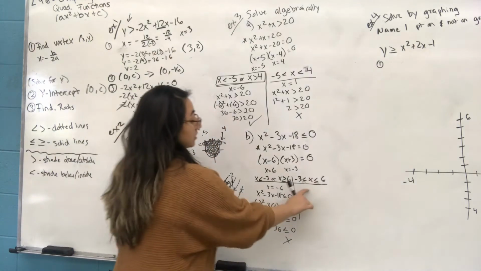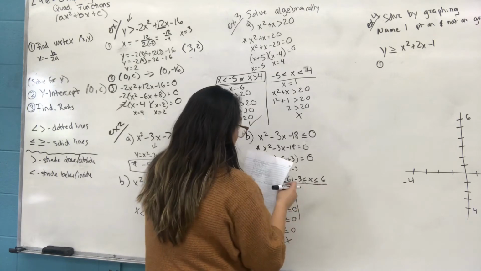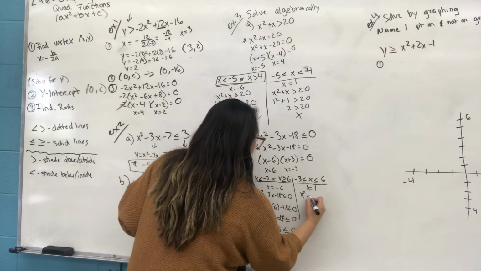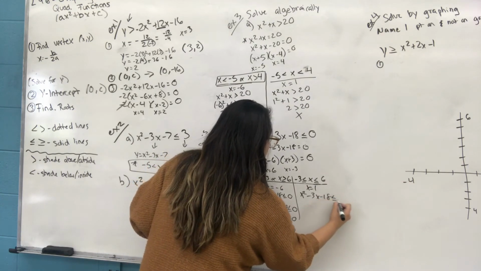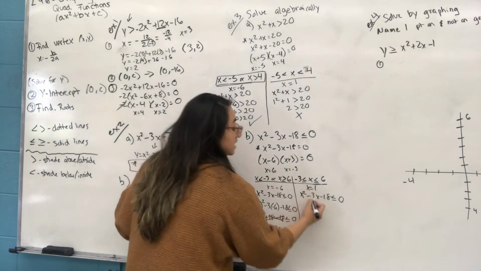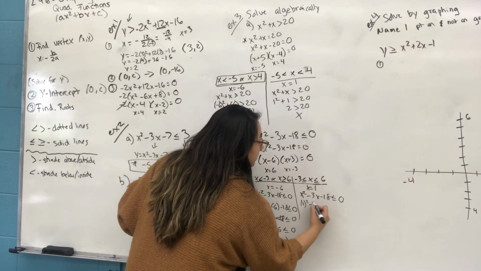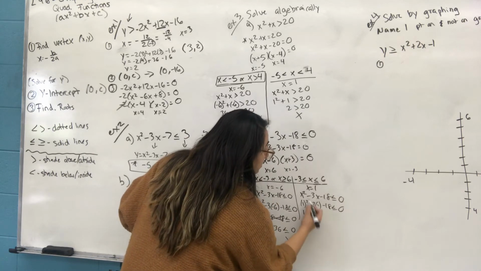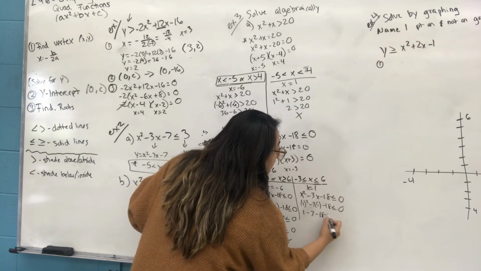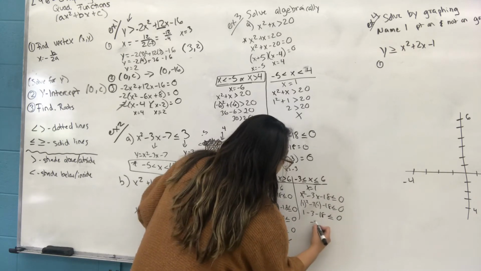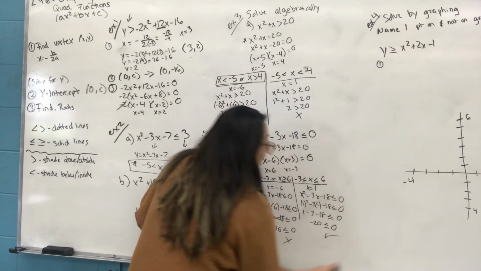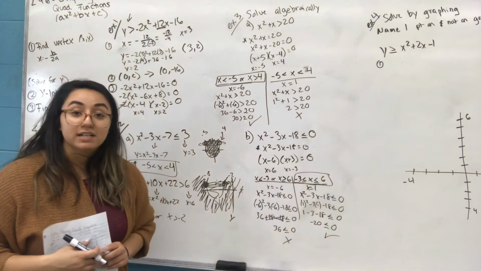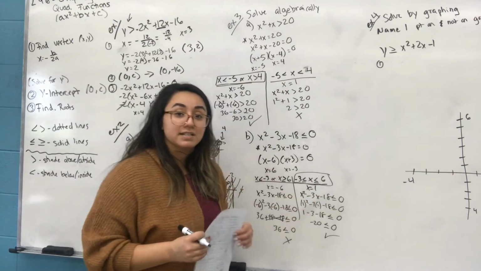So let's look at this one. A number between negative 3 and 6, I chose the easiest one, 1. So we use the same equation, x squared minus 3x minus 18 is less than or equal to 0. I chose my test value being 1. I plug it in and solve for it. 1 squared minus 3 minus 18 is less than or equal to 0. And I get negative 20 is less than or equal to 0. This statement works. So my answer is x is between negative 3 and positive 6.